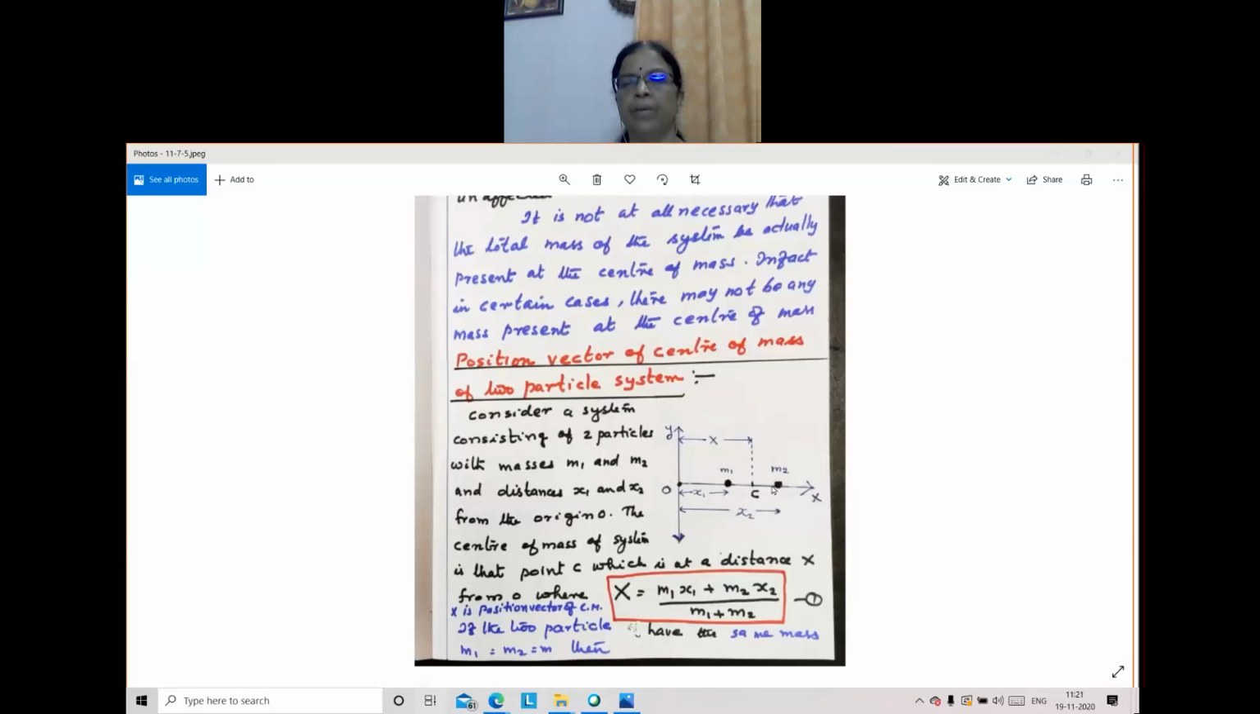If the mass is heavier here, the center of mass will lie near it, then only it will be balanced. You may know that if mass is more at some part, we have to keep our finger near it to balance. The center of mass will be near the heavier mass. Understand? So x is the position vector of center of mass. That means from the origin, the center of mass is at a distance x. So this is the equation. Remember this equation.